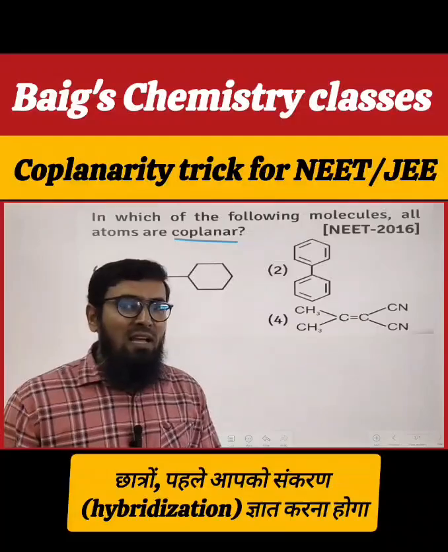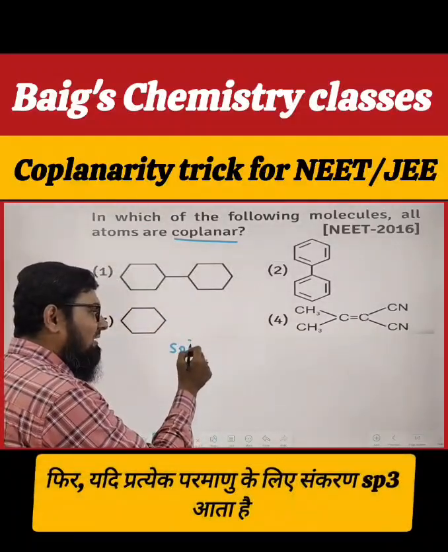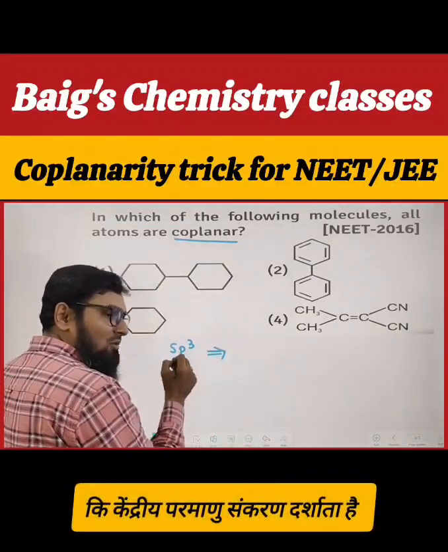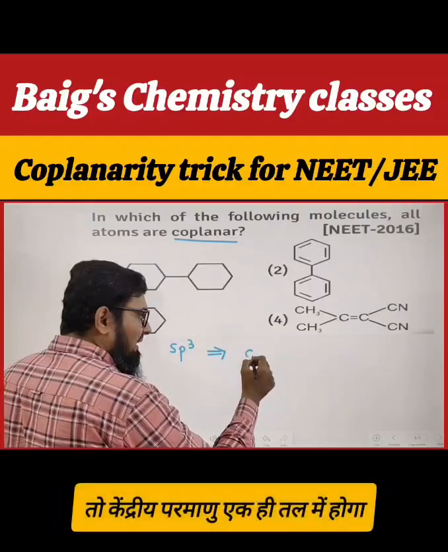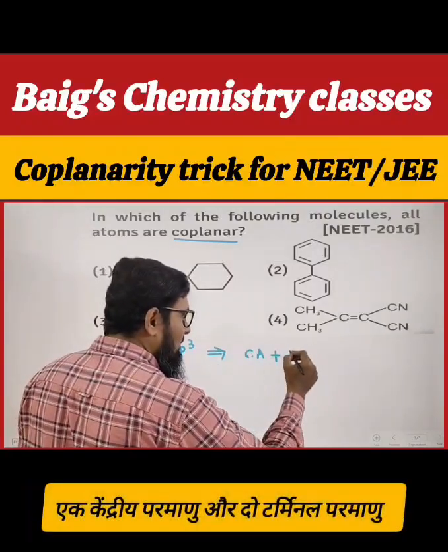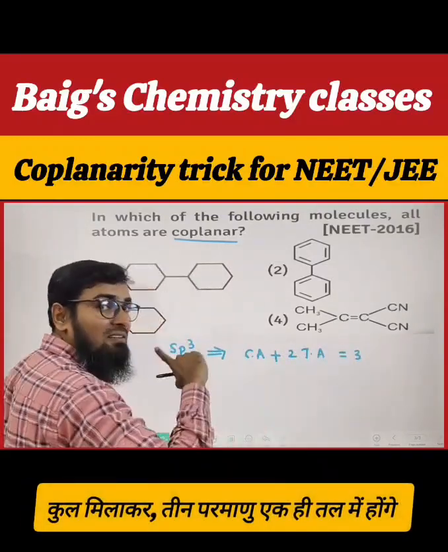Students, first you have to find out the hybridization. If the hybridization is sp3 for the central atom, then the central atom will be in the same plane, along with one central atom and two terminal atoms. Total 3 atoms will be in the same plane.